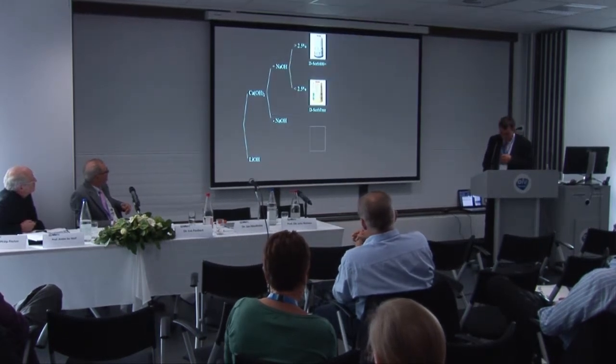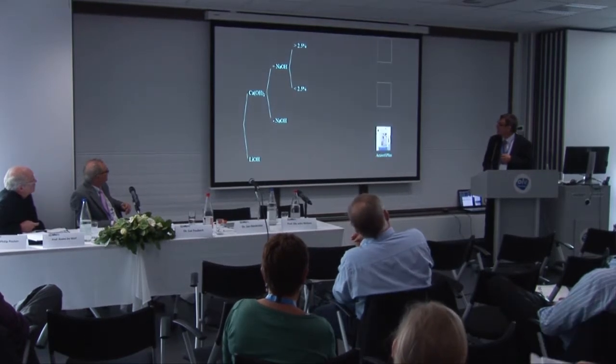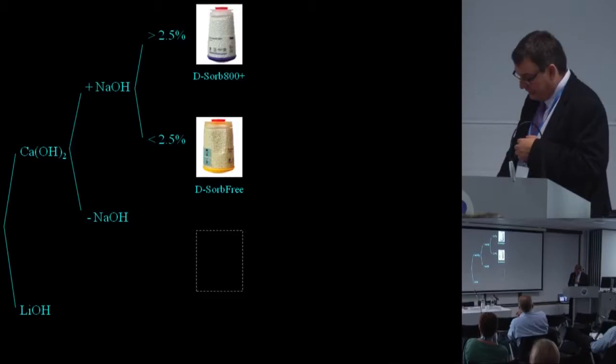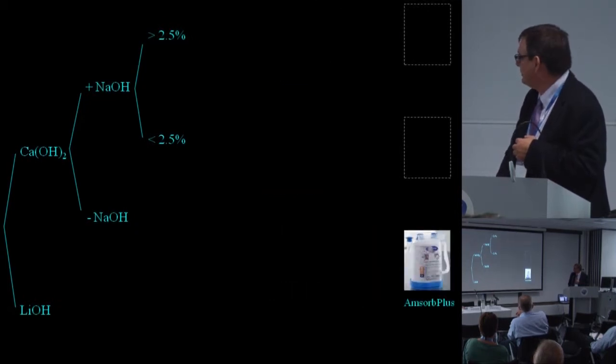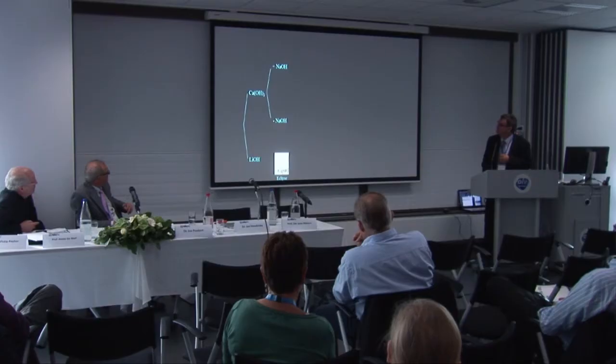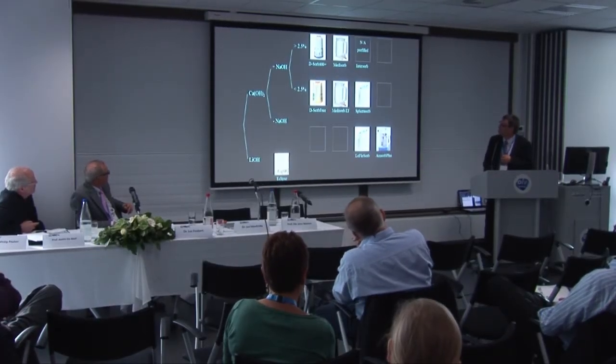It makes sense to organize them vertically according to the manufacturer, just to make it easy on ourselves. So this is a Draeger, GE, Intersurgical, Armstrong Medical, and Micropore. So these are the canisters we'll be talking about.